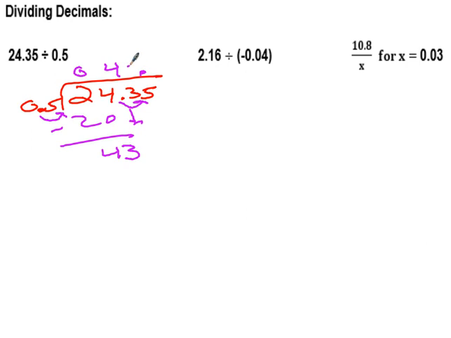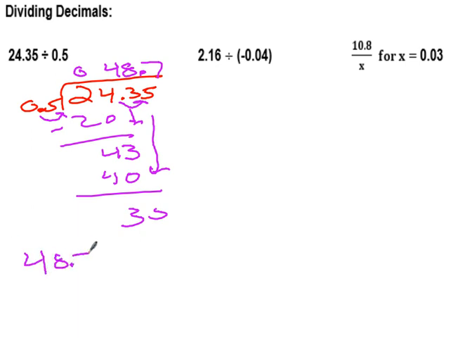5 goes into 43 8 times. 5 times 8 is 40. I'm going to subtract 40. I'm left with 3. Bringing down my 5. 5 goes into 35 7 times. So my final answer is 48.7. Positive. No negatives here, so I don't have to worry about that. So it's just 48 and 7/10.